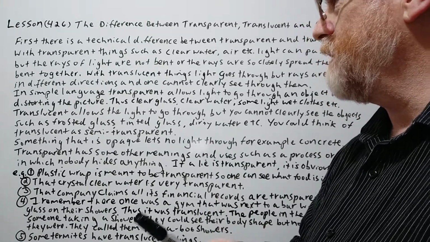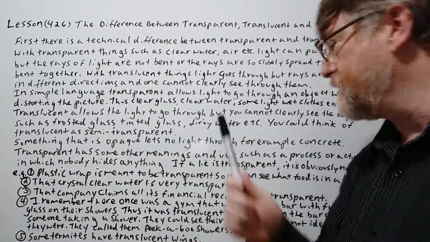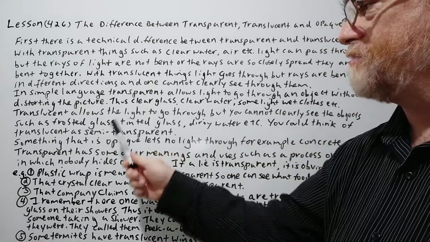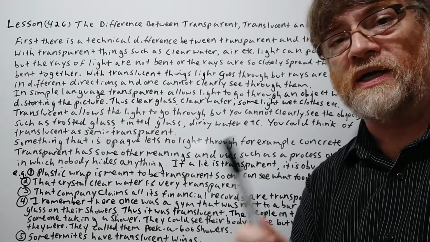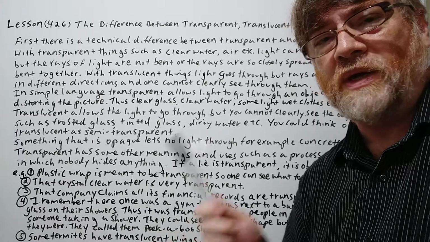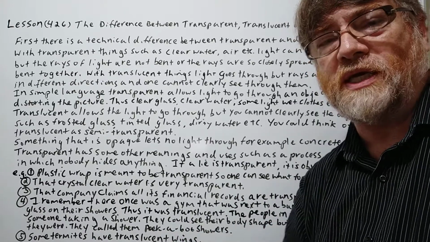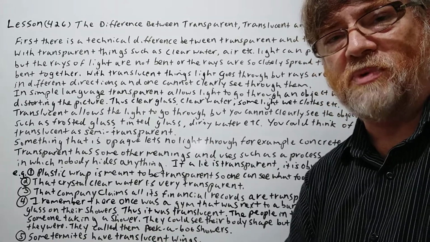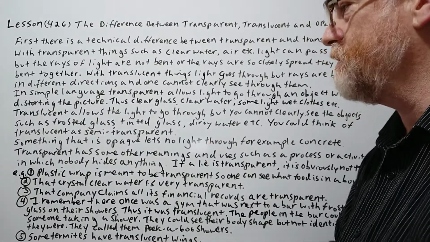Let's continue. Translucent allows the light to go through, but you cannot clearly see the objects, such as frosted glass. We often see frosted glass on shower doors, but sometimes it's on other windows too. And usually if they have the frosted glass, they don't really want you to see through the glass. That's the point of it. Some light goes through, but they don't want you to clearly see through.